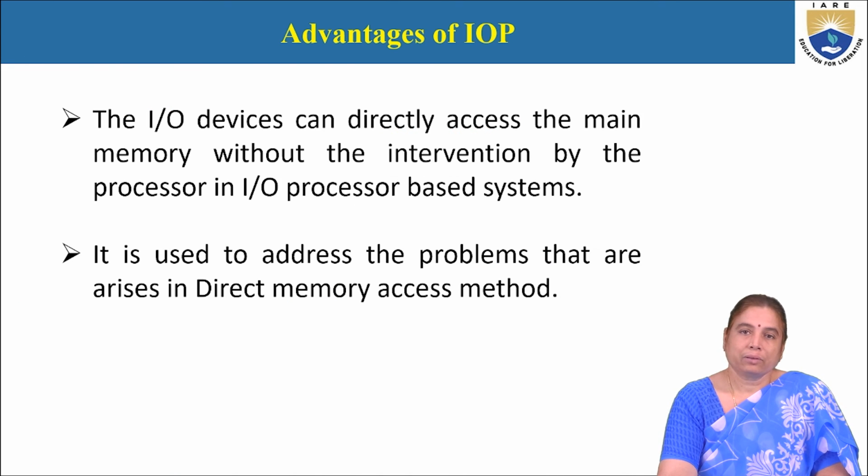What are the advantages of this IOP? The I/O devices can directly access the main memory without intervention by the processor. So I/O processor based systems can directly communicate with the memory and the transfer can take place to the internal storage without intervention of the CPU. It is used to address the problems that arise in direct memory access. Cache coherence problems can be minimized with the use of the IOP.